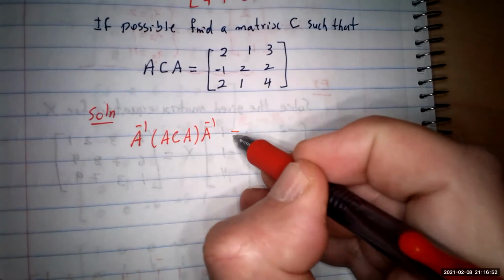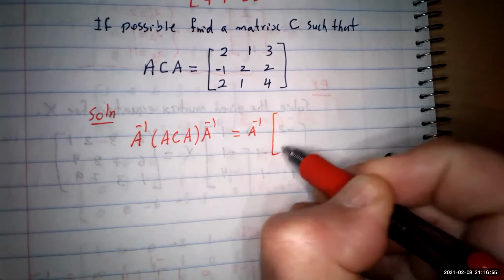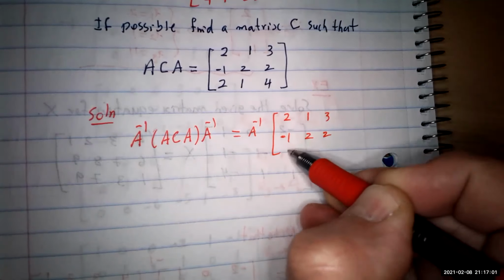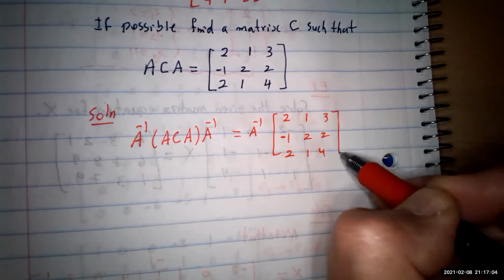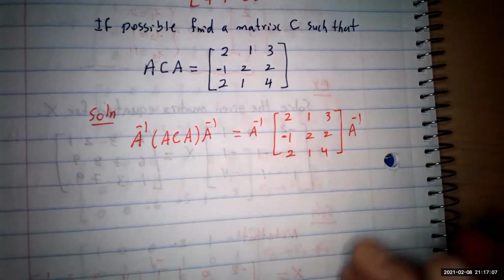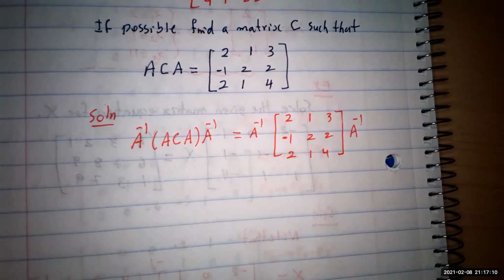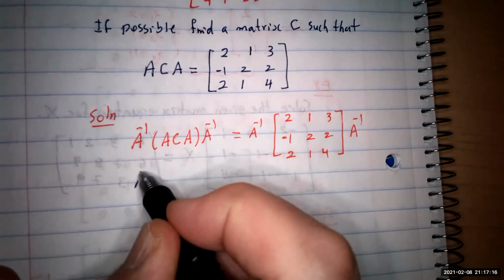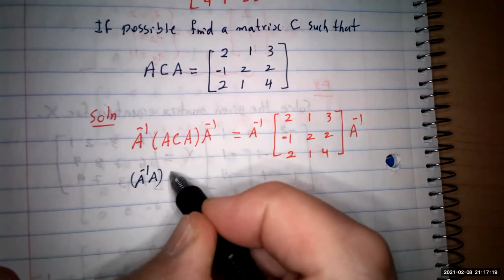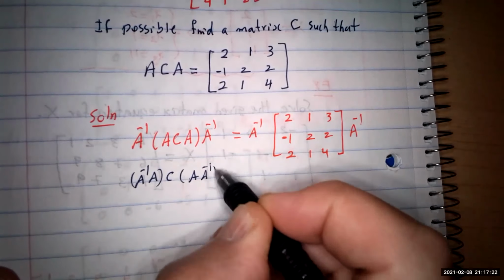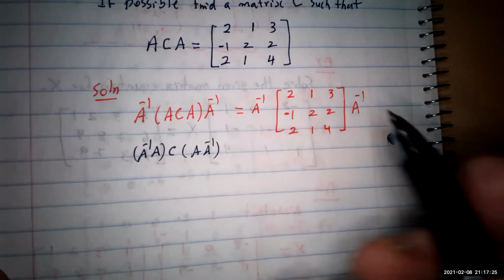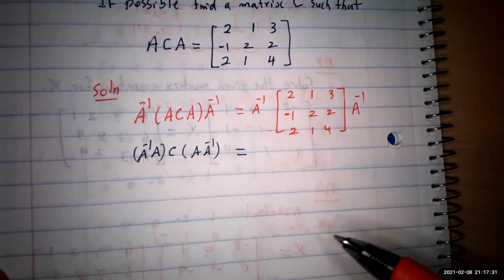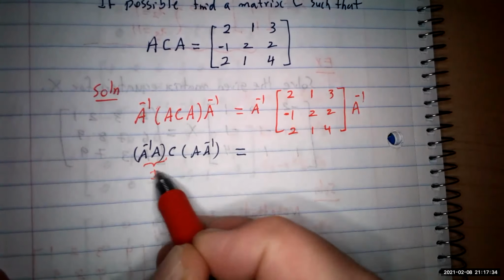But you have to do the same to the other side. So it's going to be A inverse, 2, 1, 3, and this is negative 2, 2, 2, and this is going to be 2, 1, 4, and the A inverse. You see, this is the way you get rid of these numbers, because multiplication is associative. You put the A inverse and the A together, that gives you I, and the A inverse and the A inverse together. On the other side it's going to be the same. So this is going to be I, and this is going to be I.